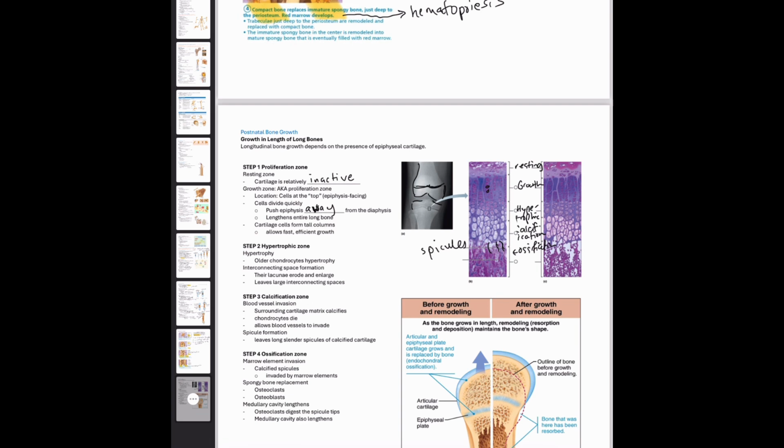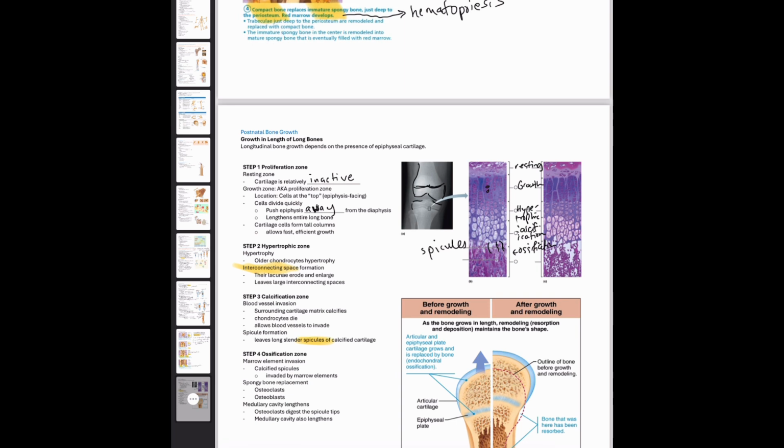And then we talked about the hypertrophic zone, how these chondrocytes are going to enlarge, and then we discussed these interconnecting spaces. Their lacunae are going to erode, and that's what leads to those large interconnecting spaces that we talked about. Step 3, we mentioned that blood vessel invasion and how these different chondrocytes are going to die once they start to secrete that calcium. And then we discussed the digestion of those spicules.